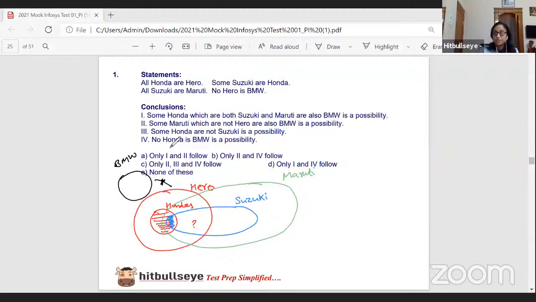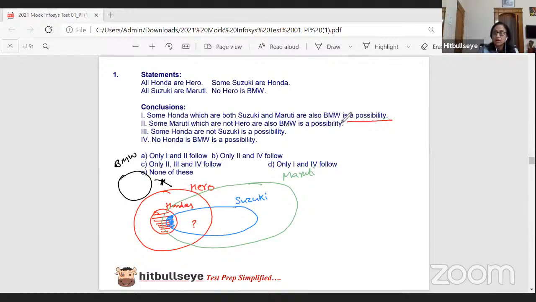Okay, now let's read the conclusions. Some Honda, which are both Suzuki and Maruti, are also BMW is a possibility. We'll refer to the word possibility later. First, let's find this. Because we know that possibility has three rules.